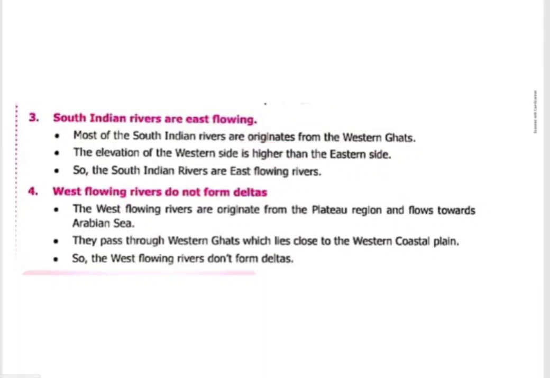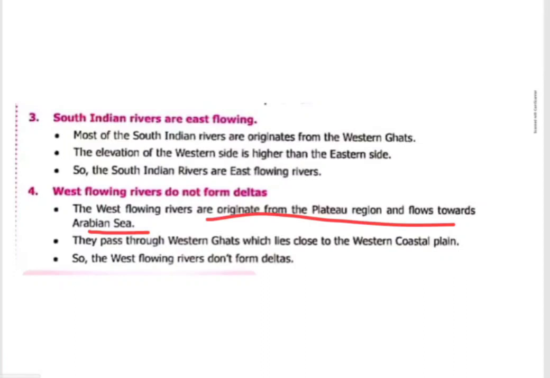Yes, west flowing rivers, in the sense Narmada, Tapti, do not form a delta. Why? What's the reason? The west flowing rivers originate from the plateau region and flow towards the Arabian Sea. What are the rivers in the sense? Narmada, Tapti, Sabarmati, Mahi, those rivers.